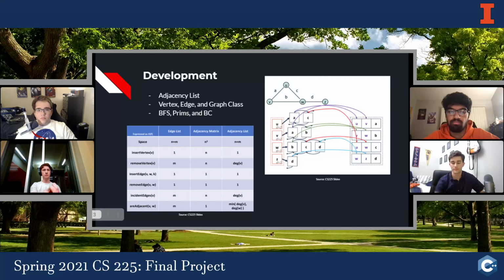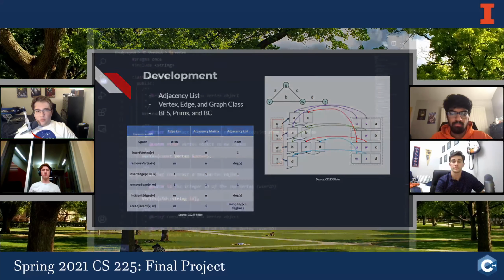Jumping into a little bit of the development of how we actually implemented some of these goals. The data structure we decided for our data was to use an adjacency list, similar to the one pictured on the right. The reason we chose this was because to retrieve the incident edges from an adjacency list only takes degree V time. And this becomes very helpful for when we BFS or other algorithms of that nature.